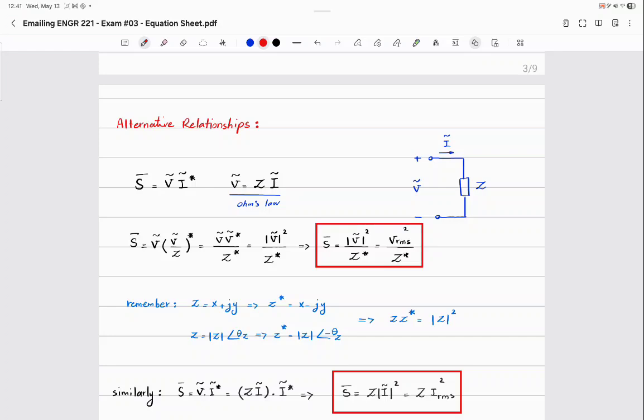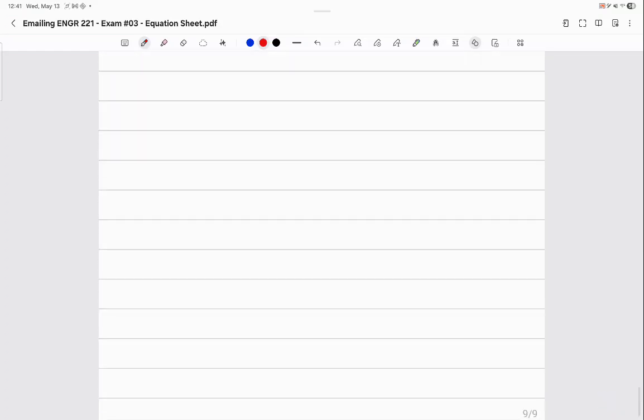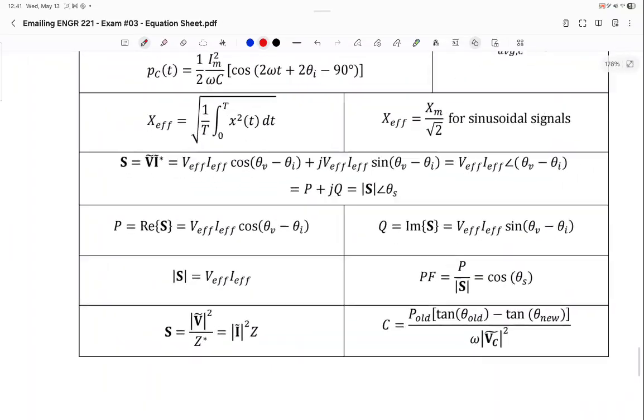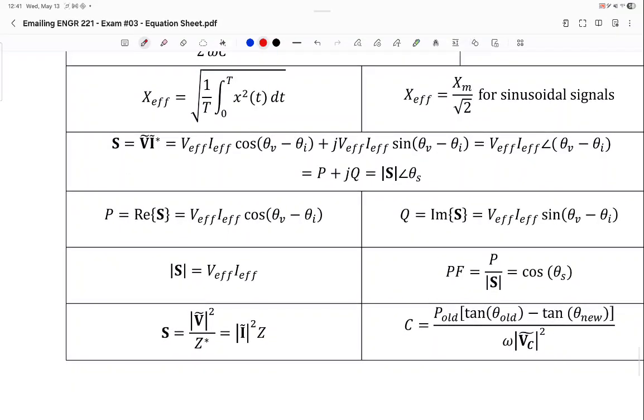Very important equation. Now let's see. On the formula sheet, it's here. This is the equation, right? V tilde magnitude squared over Z conjugate. That's the equation. On the formula sheet, you don't see the bar above S. Instead, it is written in bold. That's the notation some textbooks use. If you look at S, it's in bold, but there is no difference. S and S bar are the same thing.